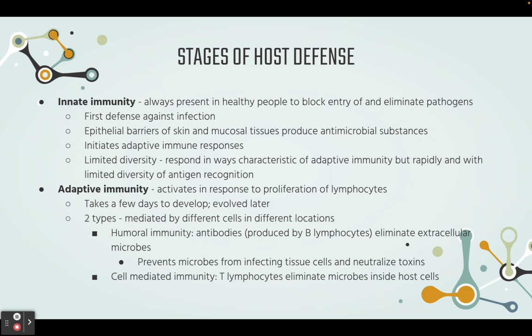So there's humoral immunity, which refers to antibodies that are produced by B lymphocytes, which is a certain type of cell, to eliminate extracellular microbes, so just pathogens outside of the cell. And that prevents microbes from infecting tissue cells and neutralizes toxins. And then there's cell-mediated immunity, which focuses on T lymphocytes, a different kind of cell, to eliminate microbes inside the host cells. So basically, outside versus inside immunity cells.